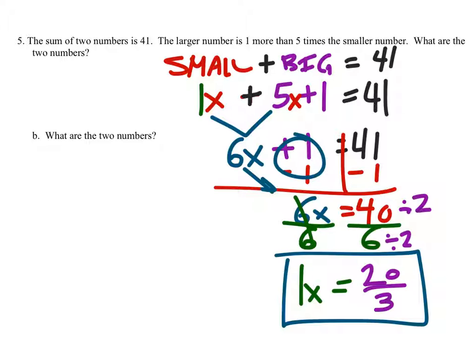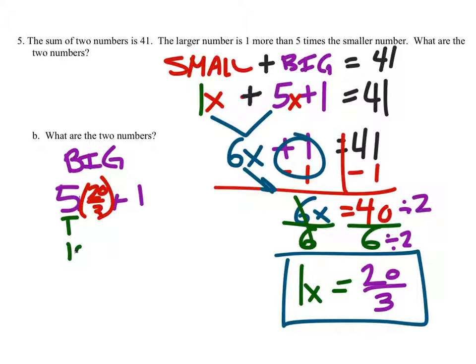We do need the other number, right? So x was the small number, which we showed right here. But we need the big one. And the big number, this one, is 5x plus 1. And we found that x right here was 20/3. So, in solving these, make that 5 over 1. So 5 times 20 is 100.